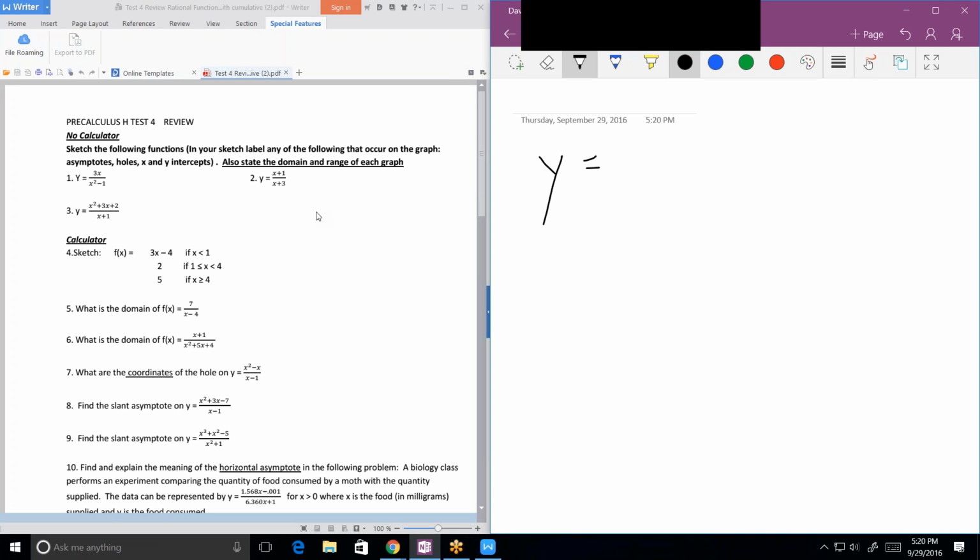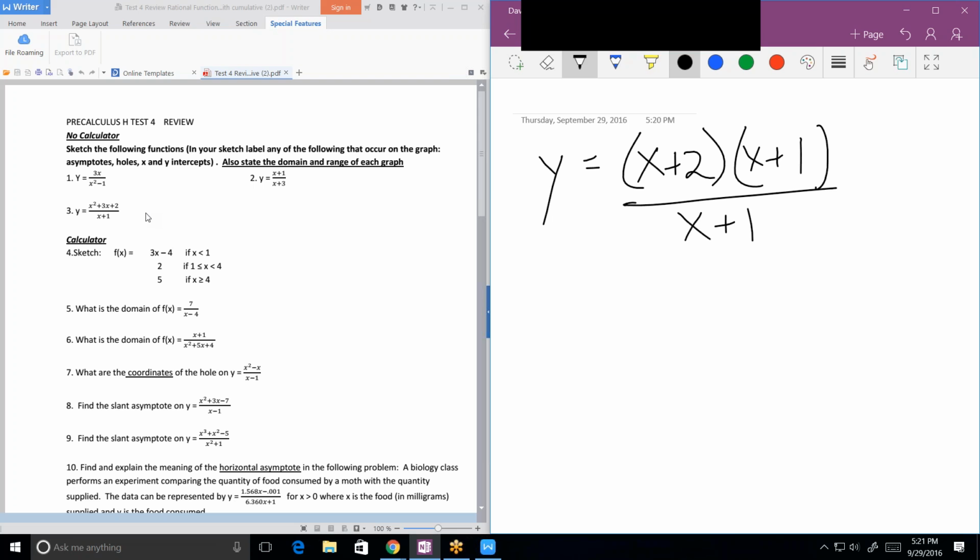Factor. Okay, factor the numerator. You want to factor anything you can, but in this case, the numerator is the only one you can actually factor. How does it factor? It would be x plus 2 and x plus 1.